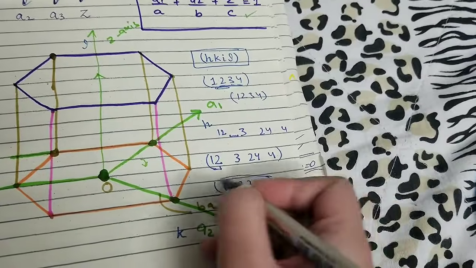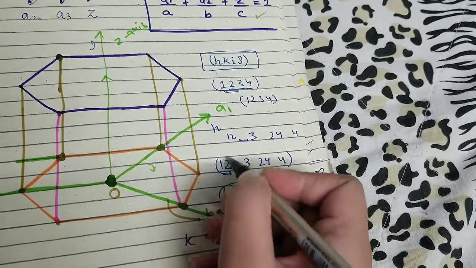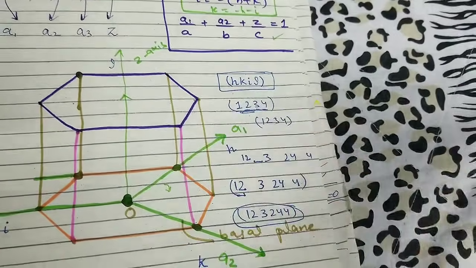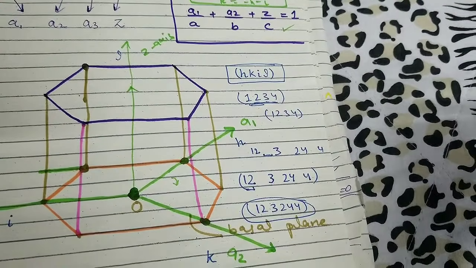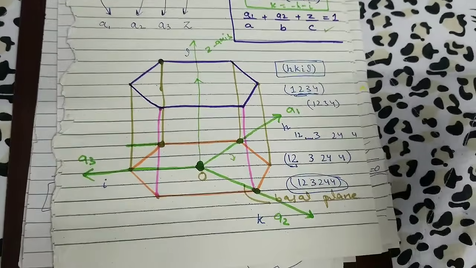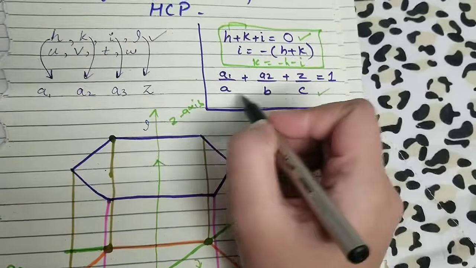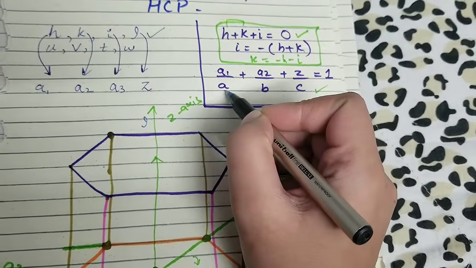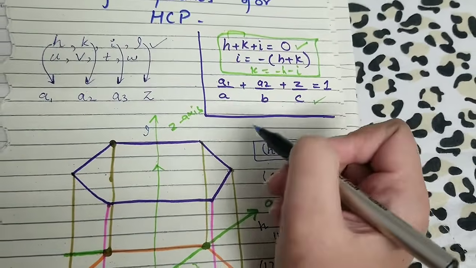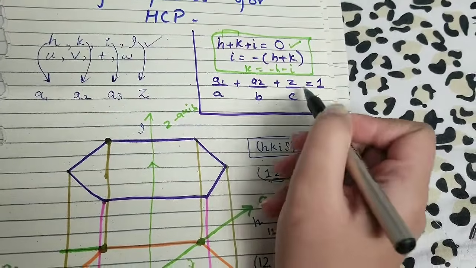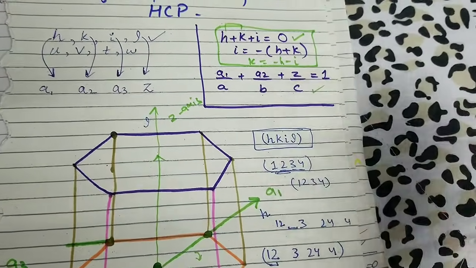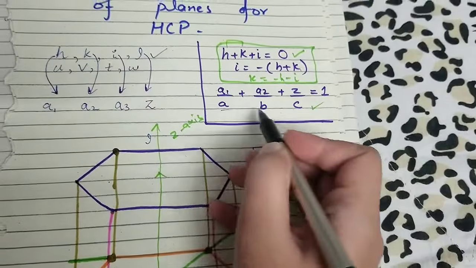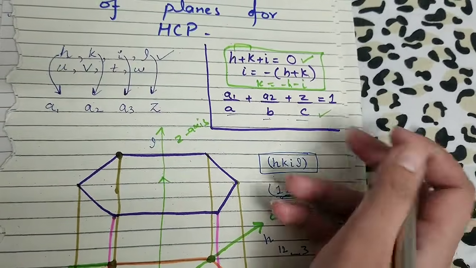Okay, so once they are more than one digit for an index, then you have to use spaces in between them. Now let's get back to this equation. Here A is the A1 intercept, B is the A2 intercept, and C is the Z intercept of the plane. This equation is also used to find out the intercepts.